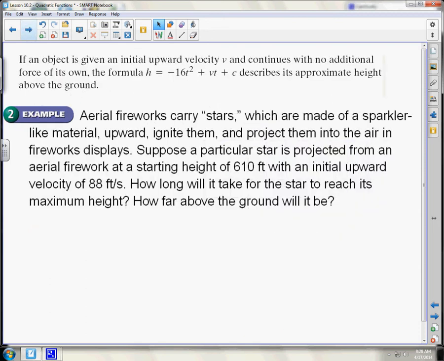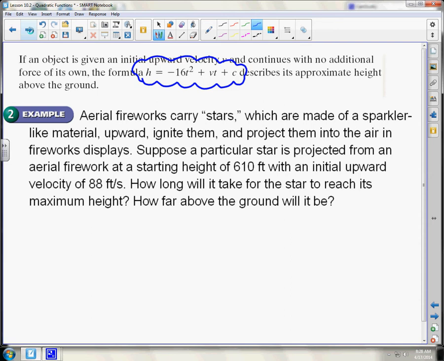All right, if an object is given an initial upward velocity v and continues with no additional force of its own. So these are the science type of problems that you're going to have to be able to solve. They are in the form of a quadratic function. Now, here is an example. Aerial fireworks carry stars, which are made of a sparkler-like material. Upward, ignite them, and project them into the air in fireworks displays.